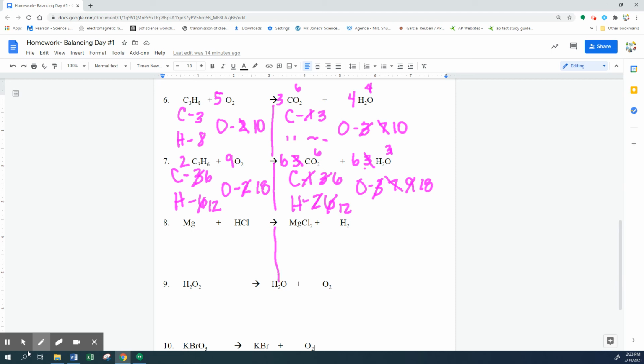Our next example has magnesium, hydrogen, and chlorine. Chlorine and hydrogen do not balance. They're the only things that do not balance. In order to get them balanced, I need a coefficient of 2 in front of the HCl, and they're fixed.